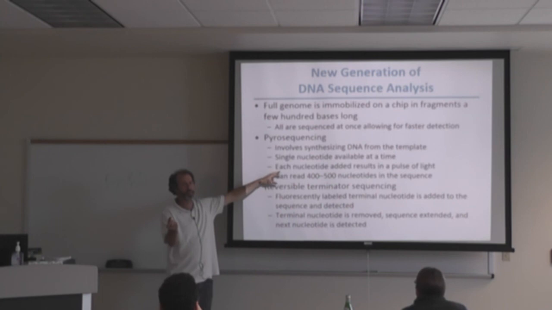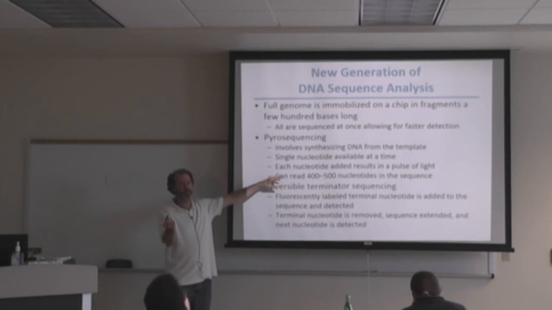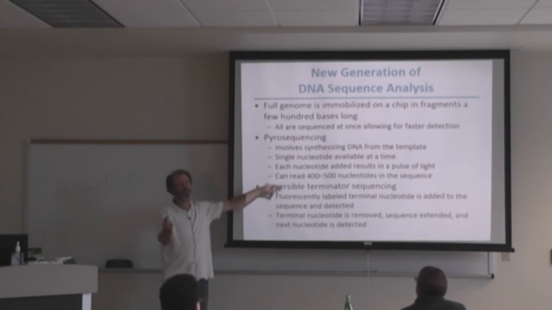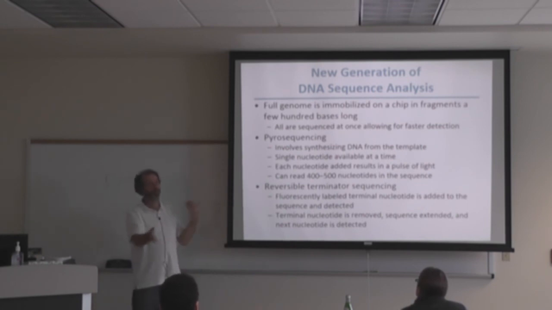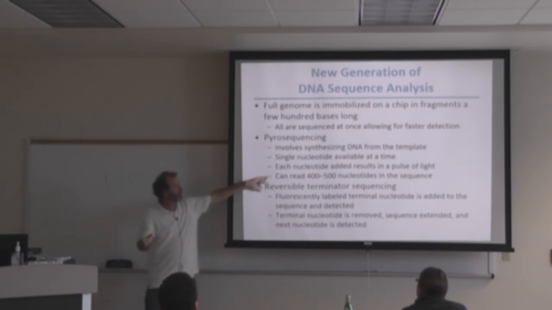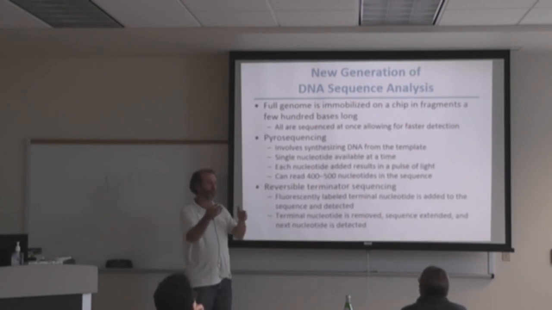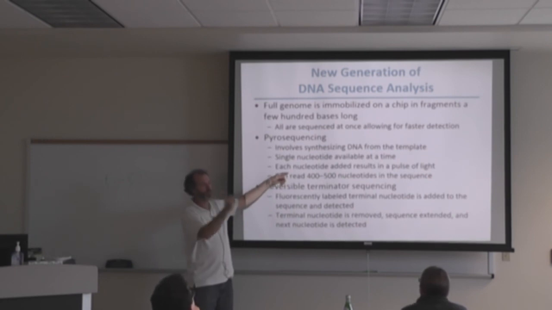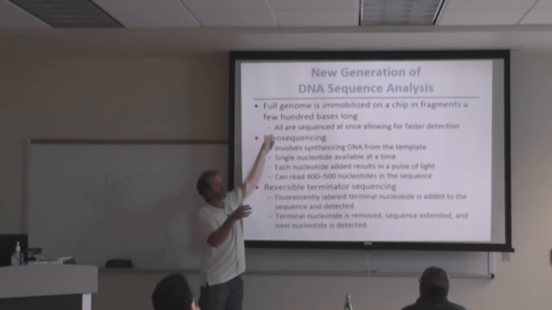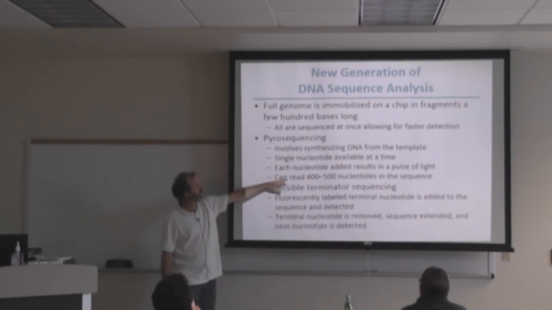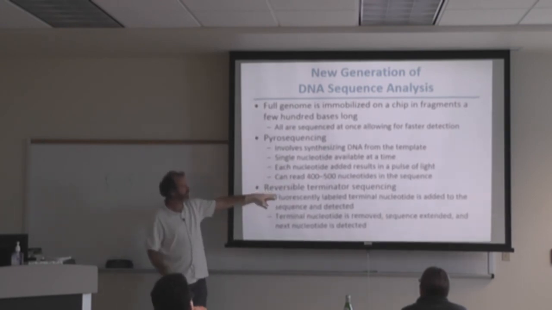Anybody know what luciferase is? Anybody ever catch fireflies? Yeah, fireflies produce luciferase. Luciferase is an enzyme that breaks down luciferin and then emits light as a byproduct. So in this reaction mixture, anytime you add a base, if that releases pyrophosphate, it gets consumed, making ATP, which then immediately gets consumed by the luciferase, producing a pulse of light. And that light's detected by a detector, and if you see the pulse of light, you know that little spot where that oligonucleotide is from your genome codes for that gene. You can read 400 to 500 nucleotides in the sequence basically that way.